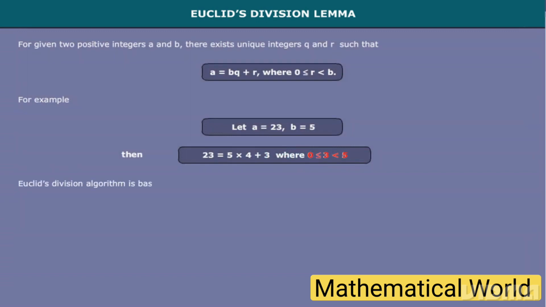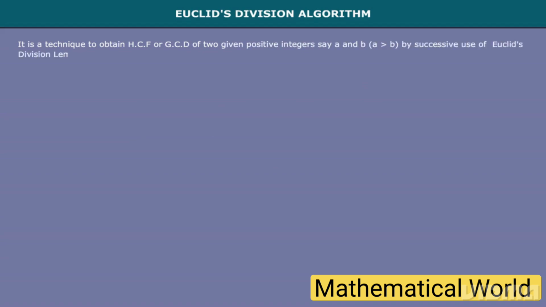Euclid's division algorithm is based on this lemma. Let us understand Euclid's division algorithm. It is a technique to obtain the HCF or GCD of two given positive integers, say a and b, where a is greater than b, by successive use of Euclid's division lemma.